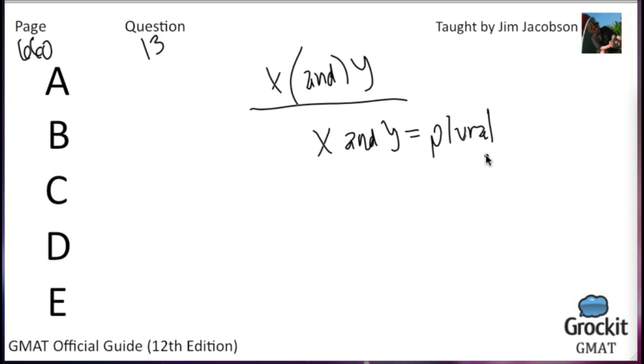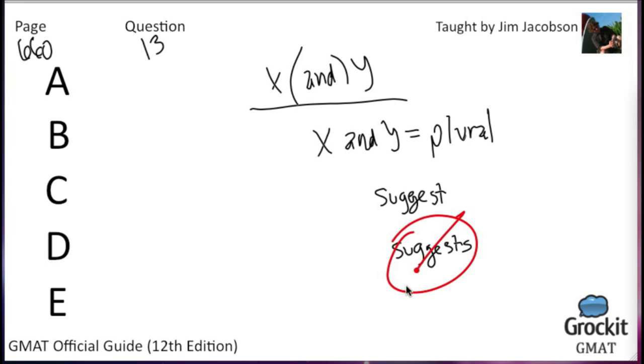So in this particular case, we definitely want an answer that has a plural verb. So X and Y, they suggest. That's the plural form. Anything that has suggests with an S is naughty. You know, that's the singular form. We don't want that one. Let's see which of the answer choices have that.